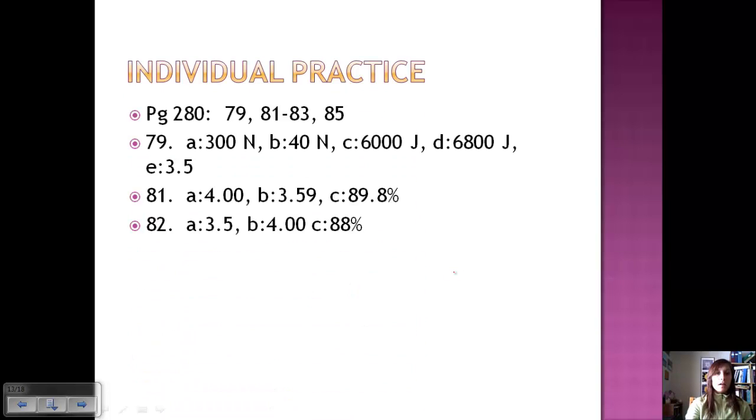problems that we're going to do together in class, and then here's the individual practice along with the answers.